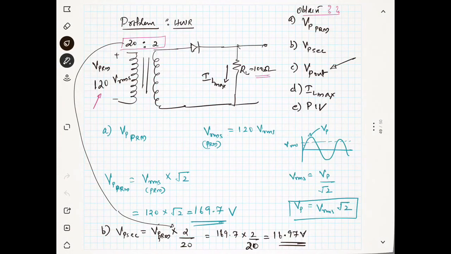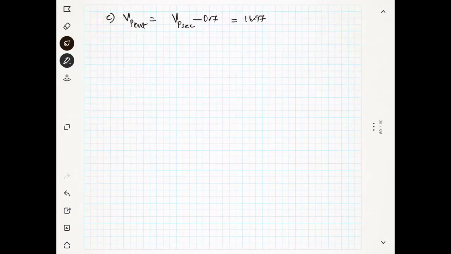Now you have to find Vp out. To find the Vp out in the half wave rectifier, as I told you, Vp out is equal to Vp secondary minus 0.7, and this 0.7 is consumed by the diode. So it is 16.97 minus 0.7, which is nothing but 16.27. That means Vp out is 16.27 volts.